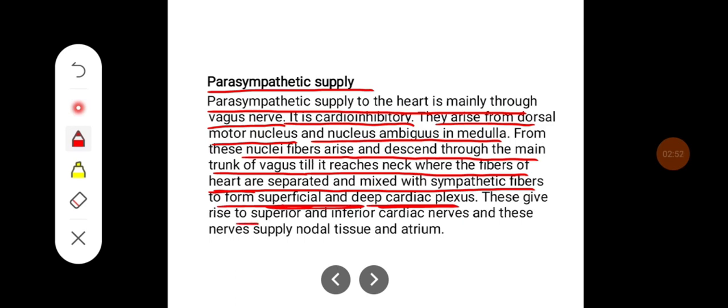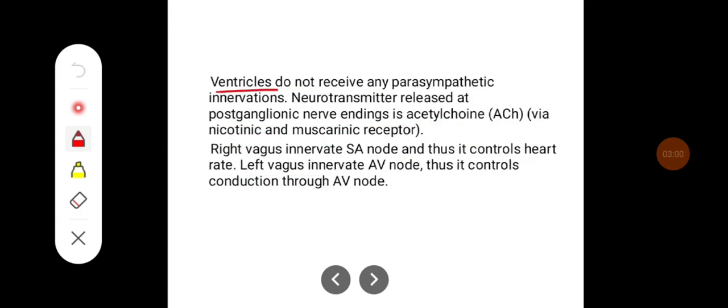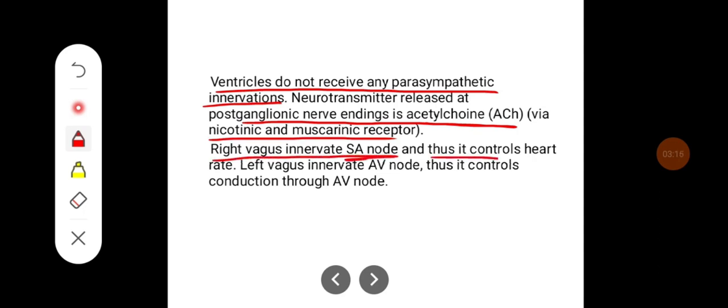These give rise to superior and inferior cardiac nerves, and these nerves supply the nodal tissue and atrium. The ventricles do not receive any parasympathetic innervation. The neurotransmitter released at postganglionic nerve endings is acetylcholine, which acts via nicotinic and muscarinic receptors. The right vagus innervates the SA node, and thus it controls the heart rate. The left vagus innervates the AV node, thus it controls conduction through the AV node.